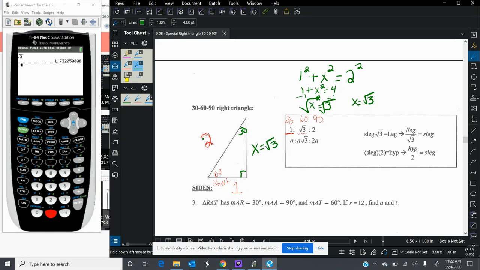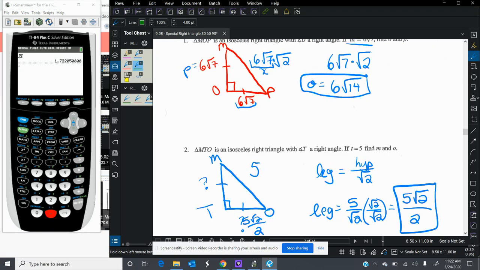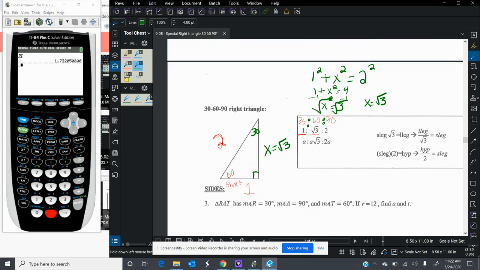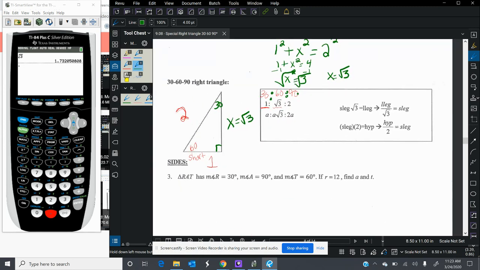So this ratio shows up every time. If this was 4, this was 8, this would be 4 radical 3. So again, these go in order, and the way I help decide between the two rules: the first rule we had 45, 45, 90, meaning 2 measures, 45 degrees, repeat and 90. There's really only 2 digits in that ratio. That's where we use the square root of 2. The 30, 60, 90 right triangle has 3 different angle measures. That's when the square root of 3 comes in.